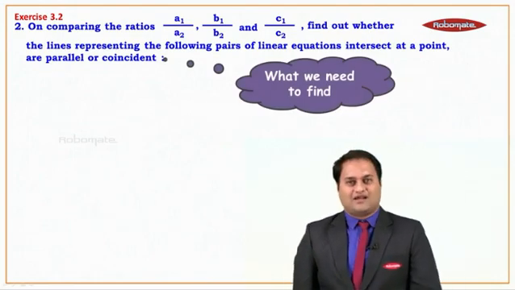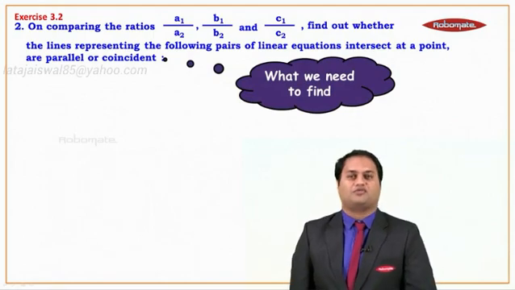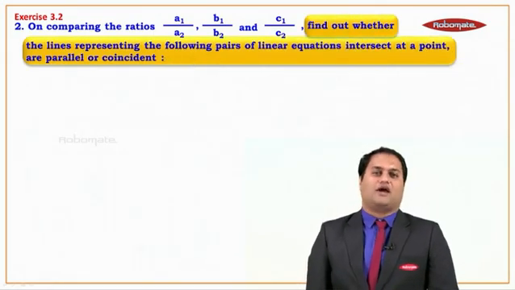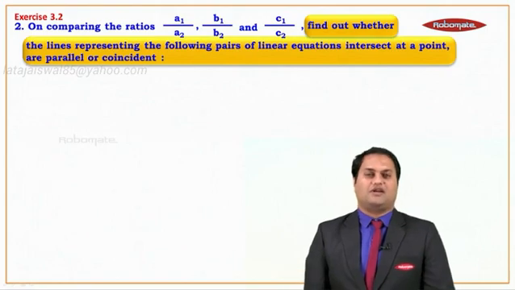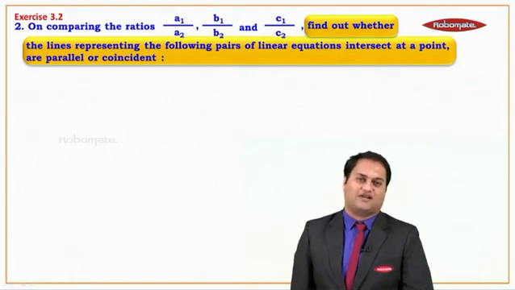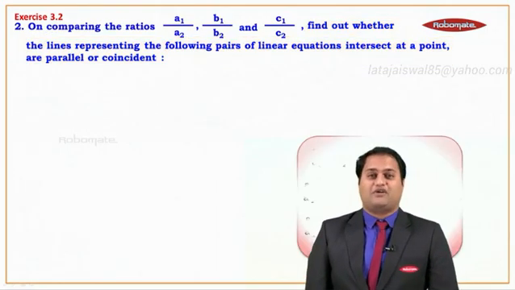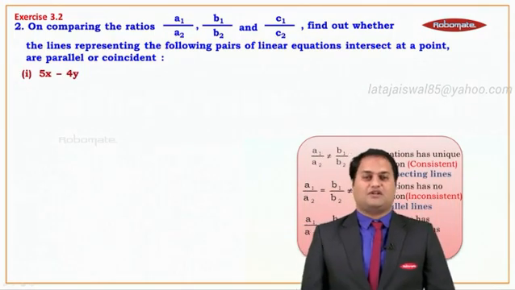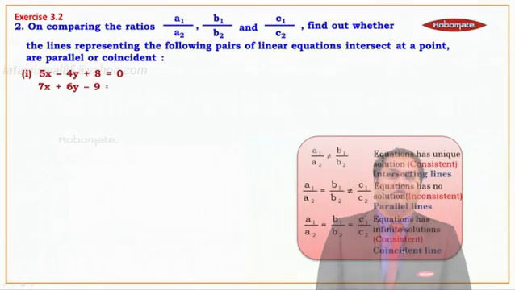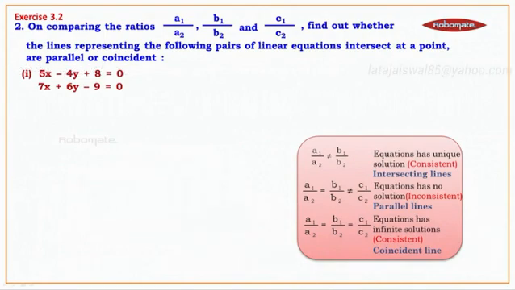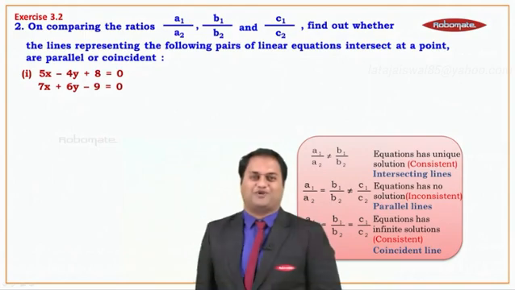Right? Let's start. What are you supposed to find? We need to find whether the lines representing the linear equations are intersecting or parallel or coincident. What are the conditions that we have studied? I hope you remember these conditions which are there on the screen right now. If A1 upon A2 is not equal to B1 upon B2, the equations have got unique solution, consistent, intersecting lines, and so on. You all are already aware of these conditions, right? Just keeping that table for your reference. No need to draw the table in the exam for sure, right?